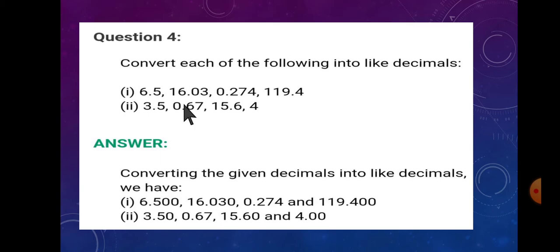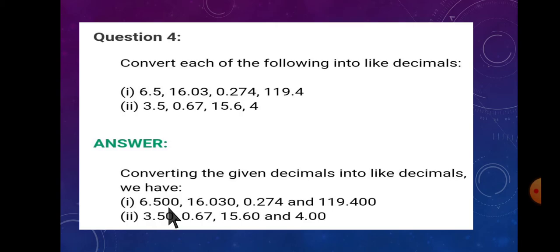First has one digit, second has two digits, third has three. So the highest number of places after the decimal is 3. That's why we will convert all numbers so that the number of places after the decimal is 3. So how do you convert? Converting the given decimals into like decimals, we insert zeros after the decimal. Because of one digit, we insert two zeros, because the highest number of places is 3, so we make three digits after the decimal.